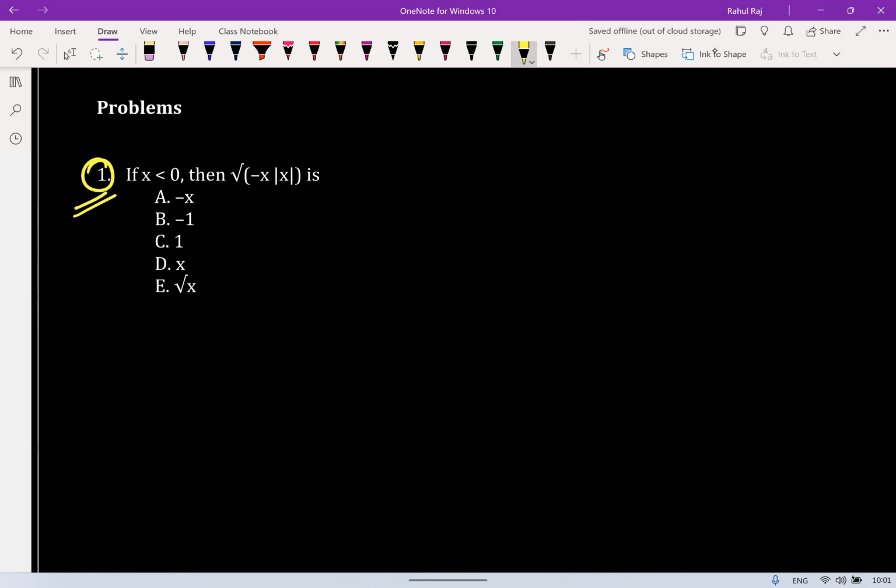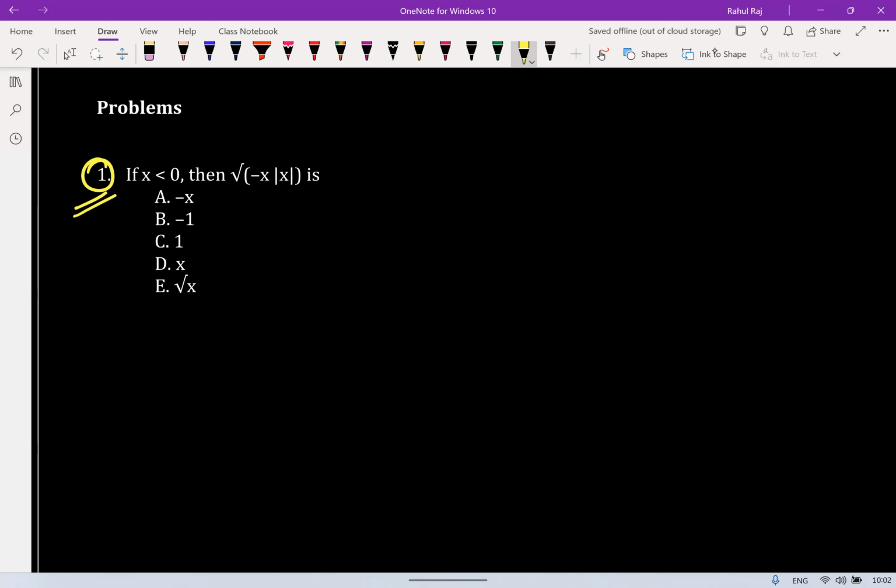If x is less than 0, then is it the square root of x? No, I don't know. Right. In such questions, Alexa, 100% always take the value of x. Never try to solve it with the variable.